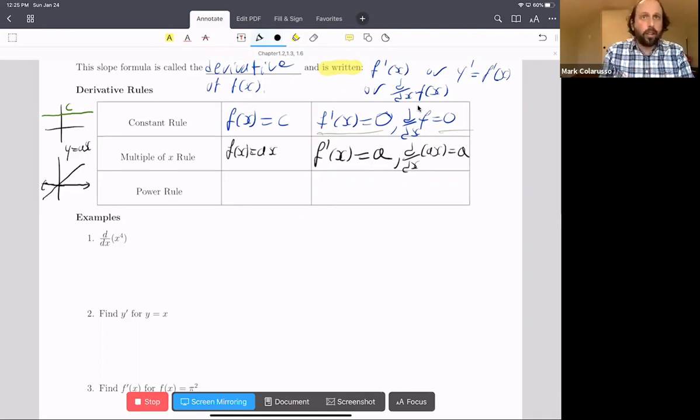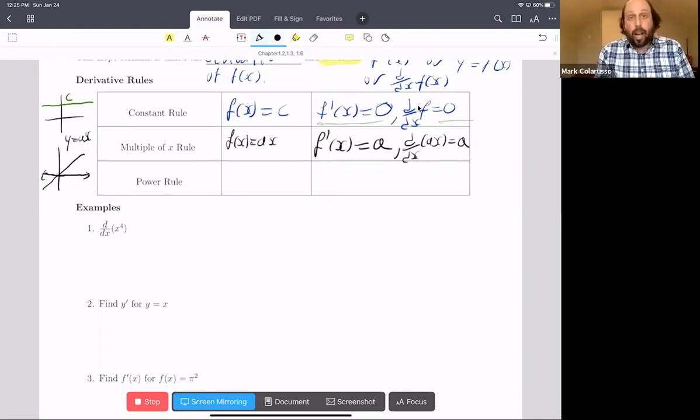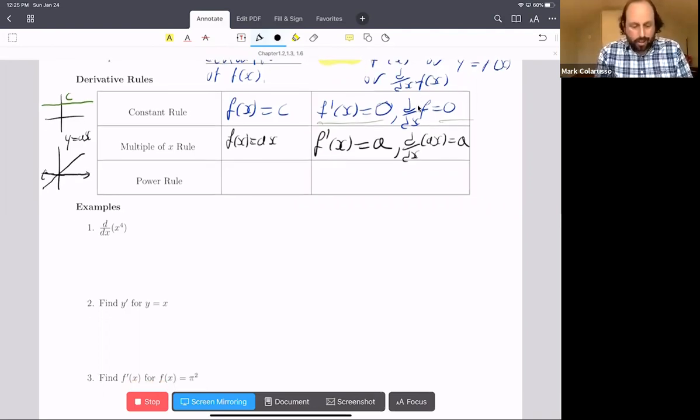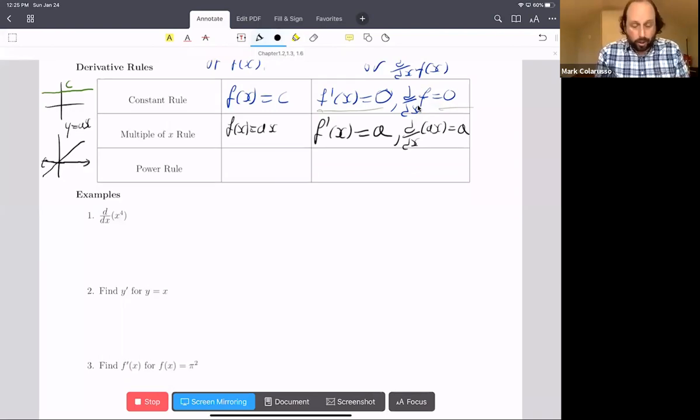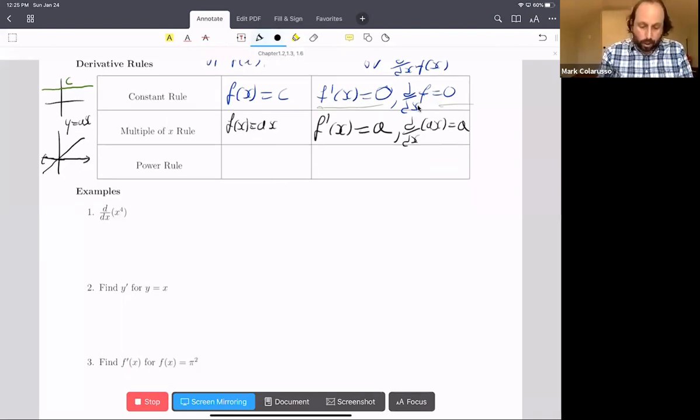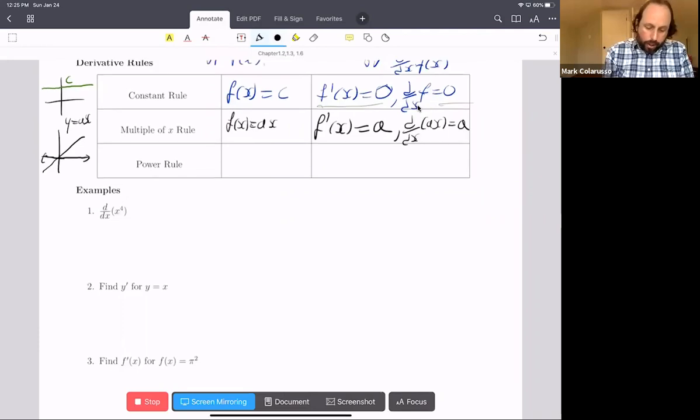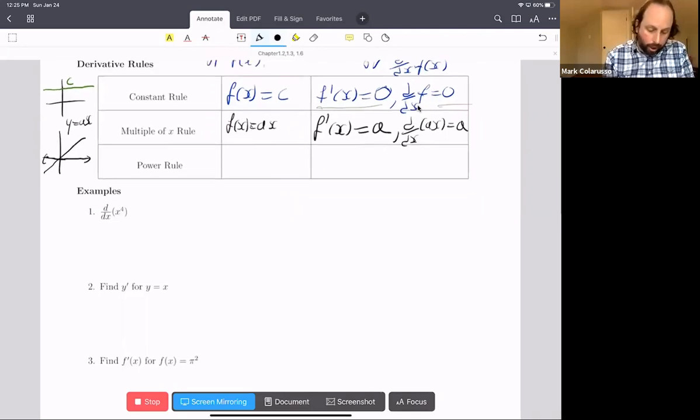Okay, so these two things, this constant rule and multiple of x rule, we can get from the graph. Looking at the graph, we don't have to be very clever about it. If we just remember what the slope of the tangent line means, and if you have a line, the line is its own tangent. The slope of a line is constant no matter where you are.